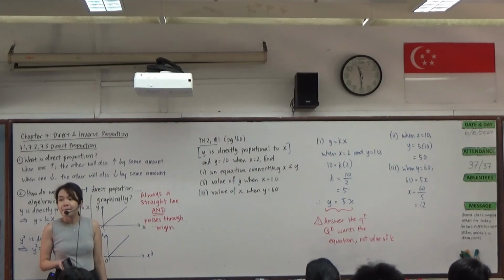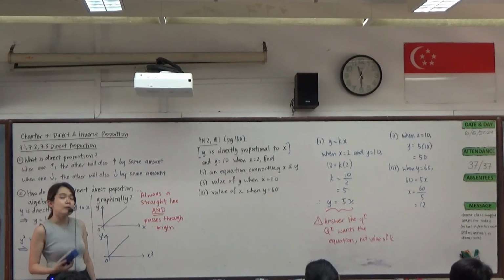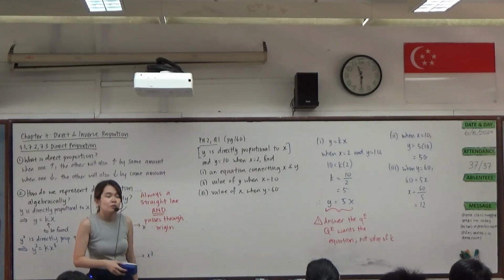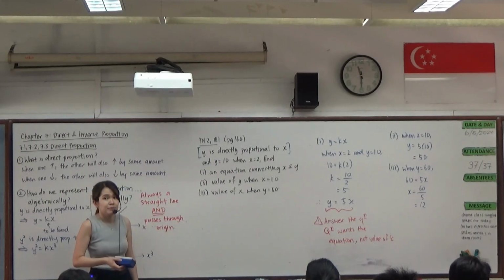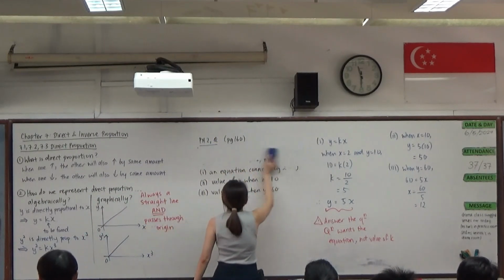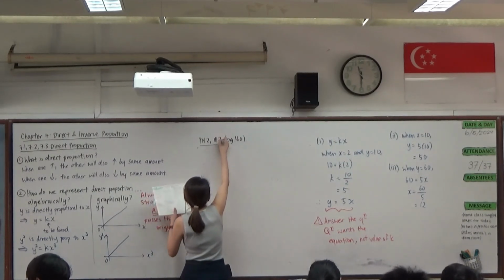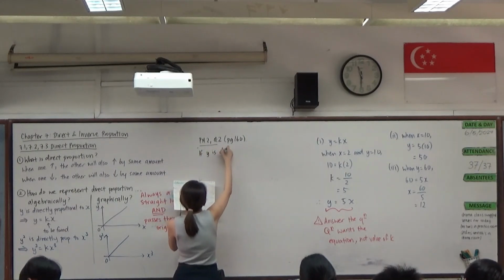Any questions? Not all the time are your direct proportion questions broken down into parts like this, whereby they ask you to find the equation first, then after that find the respective values. There are occasions whereby you see in question 2, so if I were to erase this, they phrase it as if y is directly proportional to x.